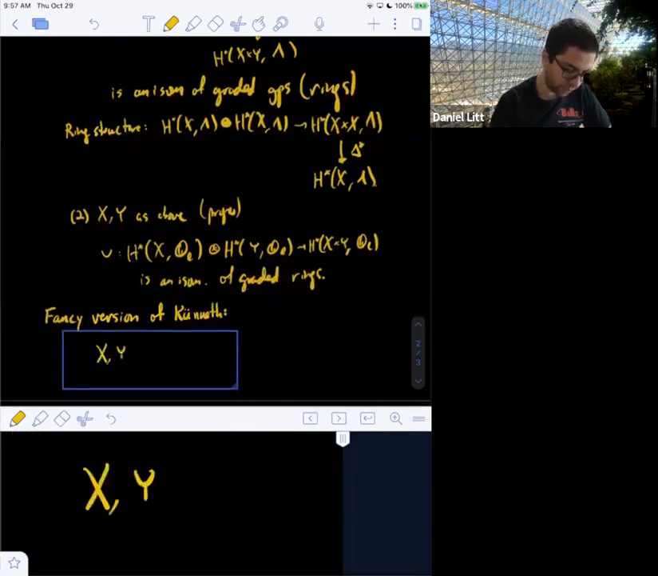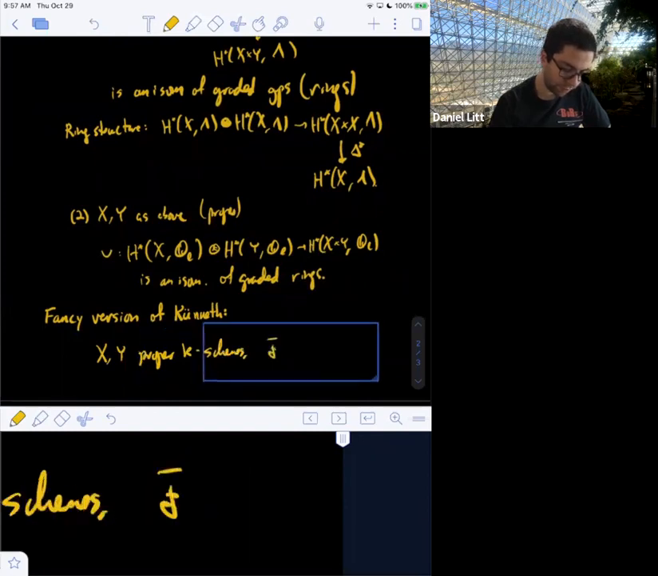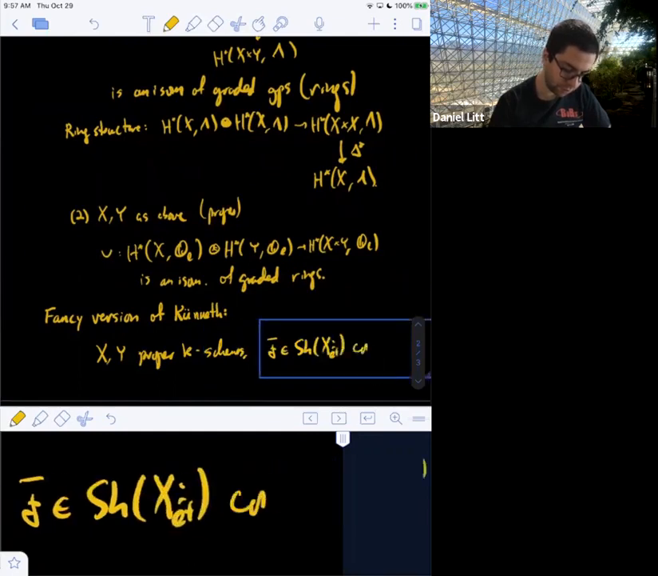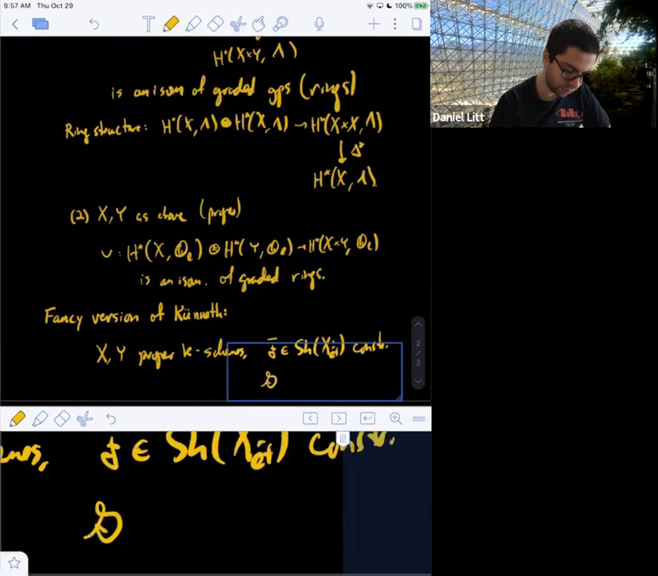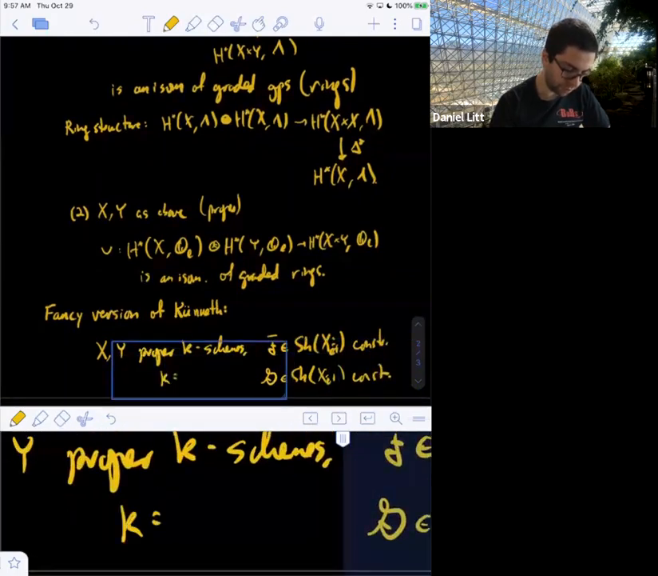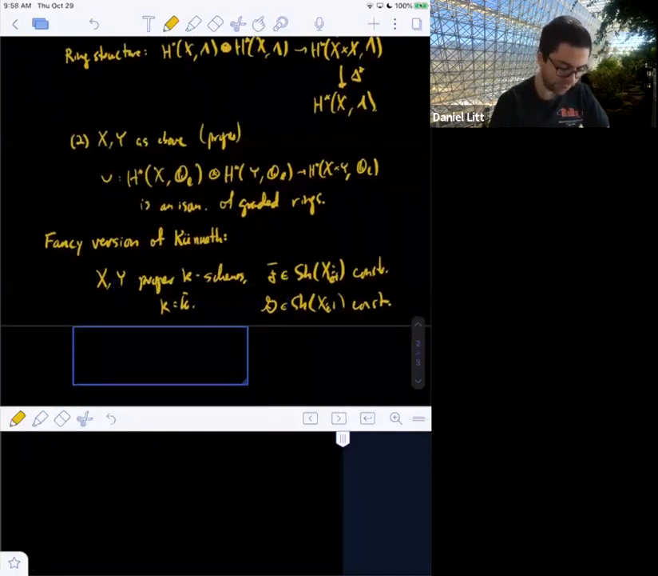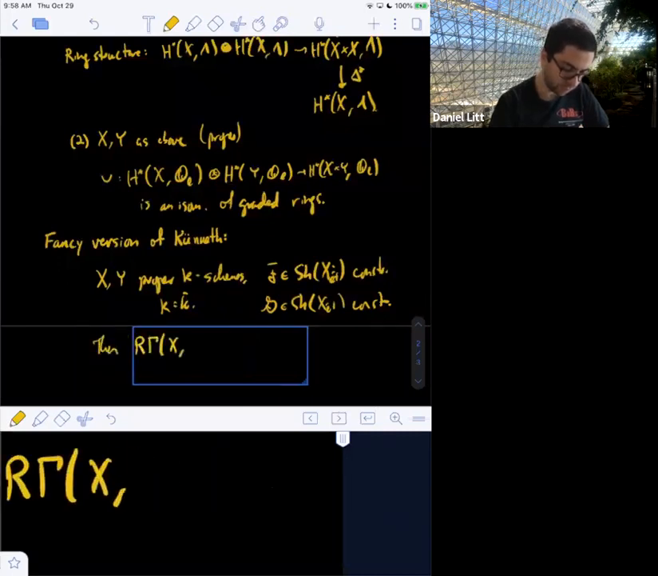So X, Y were proper K schemes. F was a sheaf on X étale, which was constructible, and same with G. And K was algebraically closed. Then the statement was that there was an isomorphism as follows.